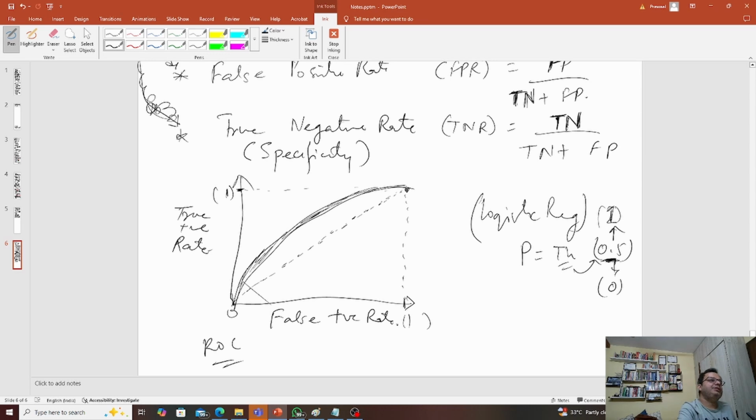The more the area, which means that if your curve is above this threshold line, it is better than making a random guess. If your model is something like this, then it is better to do your predictions randomly rather than use the model, because the model is going to give you worse values for various values of threshold.